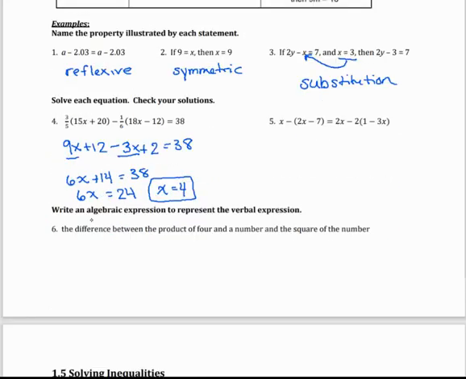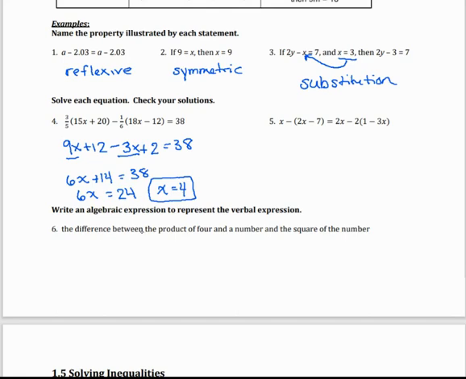Okay, number 6. Number 6 says write an algebraic expression. So remember, an expression does not have an equal sign, but it will have variables and operations. So the difference between the product of 4 and a number and the square of the number. So difference means subtraction. Product, multiplication, and the square means to square it. Remember, square root is different from square.